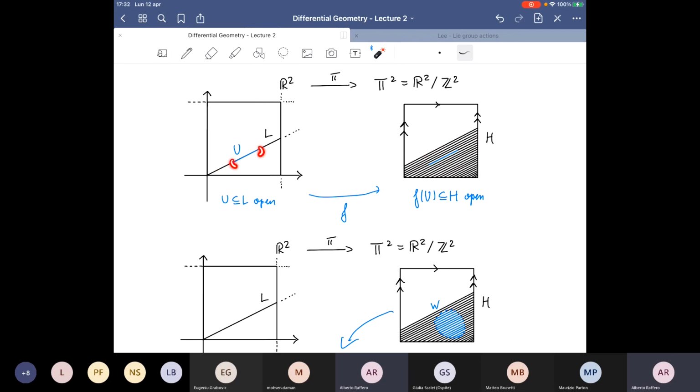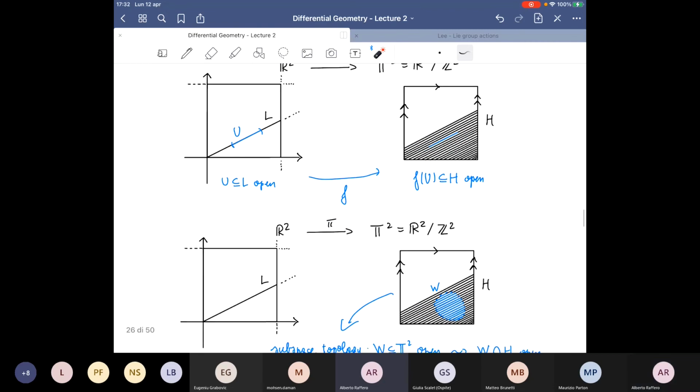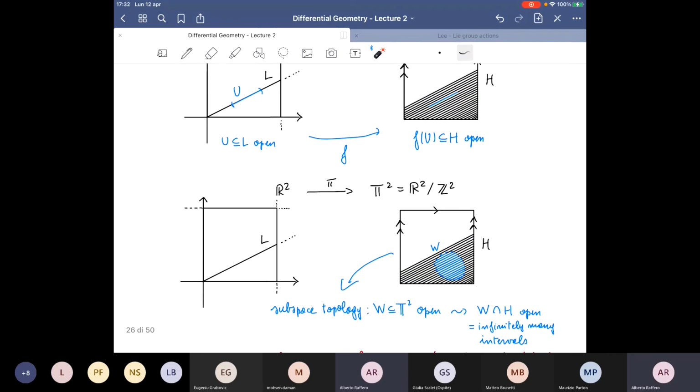So you take an open interval inside this line and you pick its image by means of F here, and you will declare this to be open. This is the induced topology by the map F. Here, instead, we have the subspace topology. So you see this H, the subset H, as a subset of the torus. And so you take an open subset of the torus, like for instance this one.